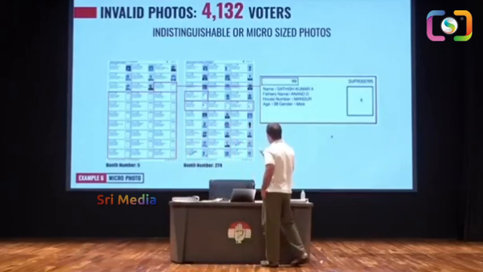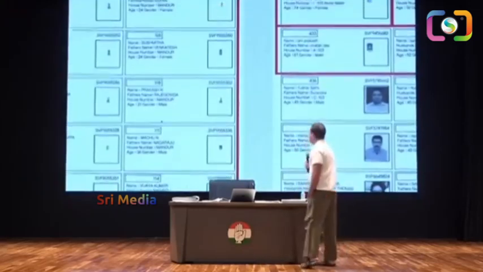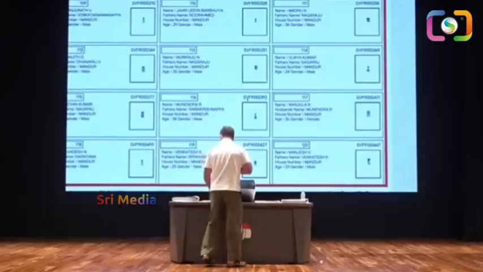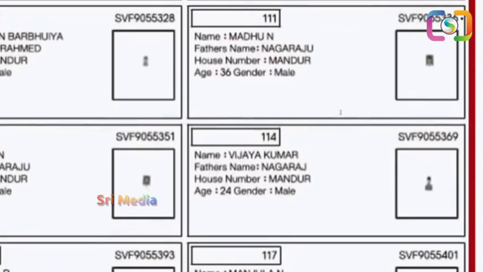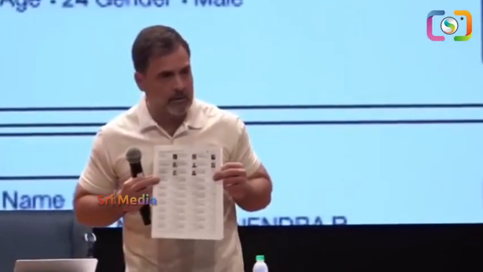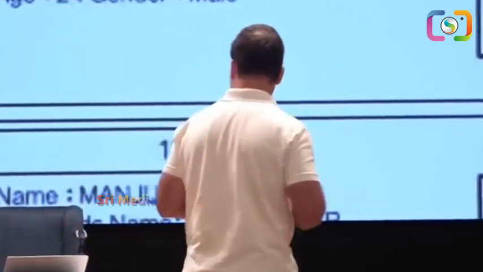Invalid photos. There are 4,000 voters. Show the photos. These are the photos. Either no photo or a photo that is so small that, yeah, you can't see them. That's an original voter list. That's a copy of a voter list. You can see no photos. Okay, so there's 4,000 of those.